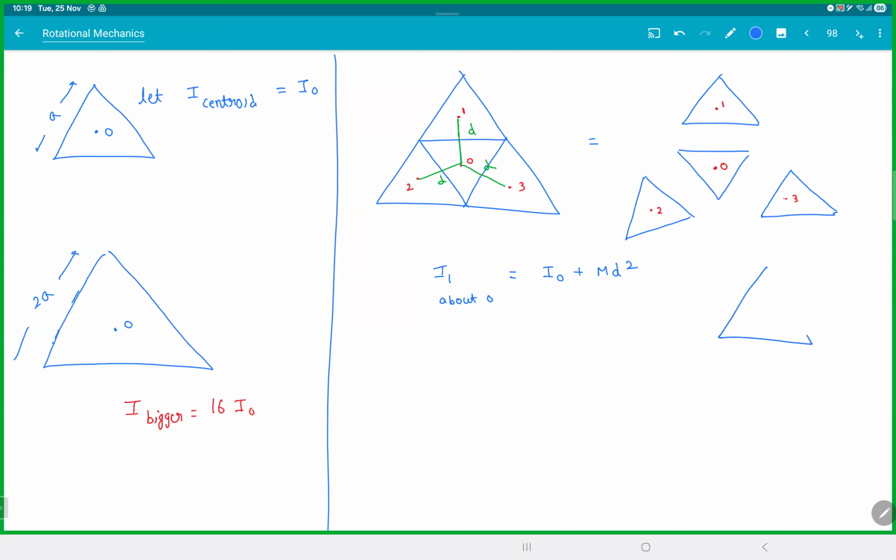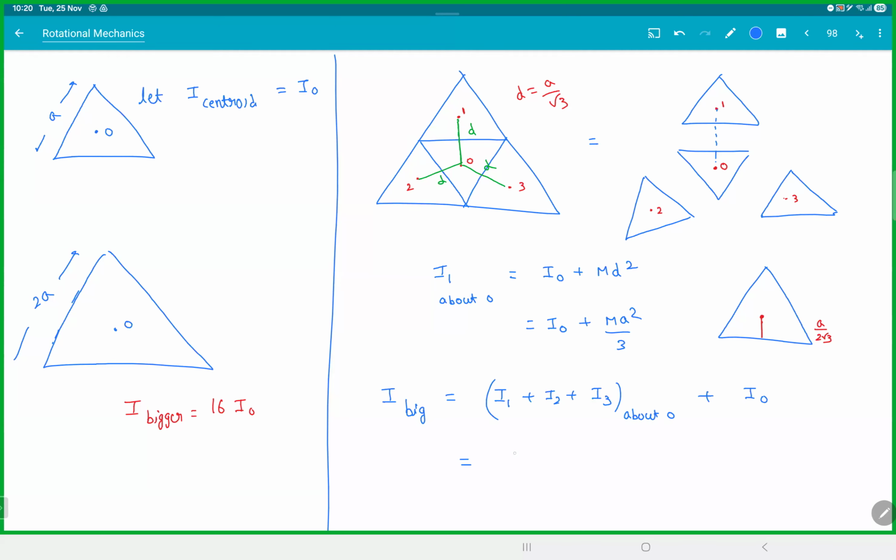Hope you guys remember, in a centroid, the distance d will be how much? In case you forgot, I'll write that also. From the centroid to this side the distance will be a by 2 root 3. It will divide into a 2:1 ratio. So the value of d will be a by root 3. So this will be I naught plus m into a square by 3. This is for one triangle about the centroid. So the moment of inertia of the big triangle will be nothing but I1 plus I2 plus I3, these three triangles about O, plus IO, because that is anyway in the center.